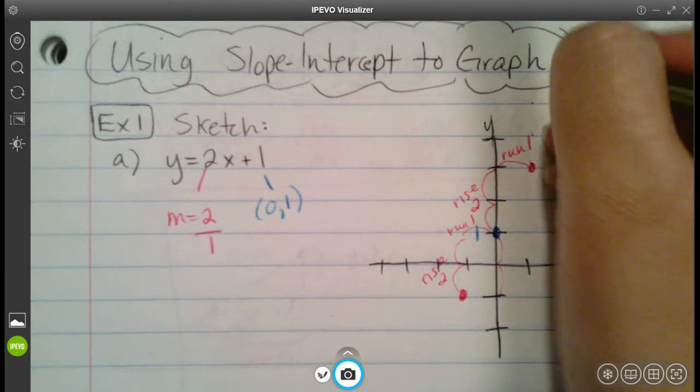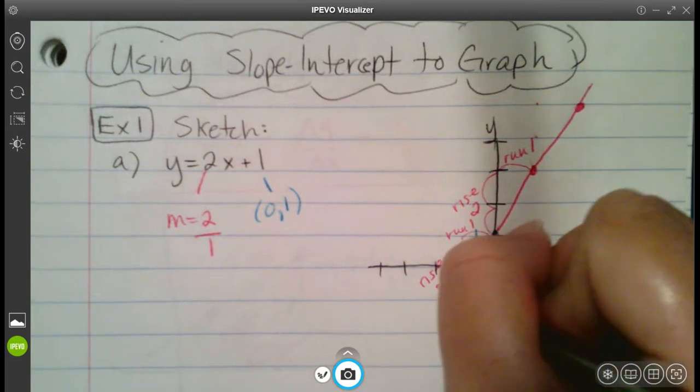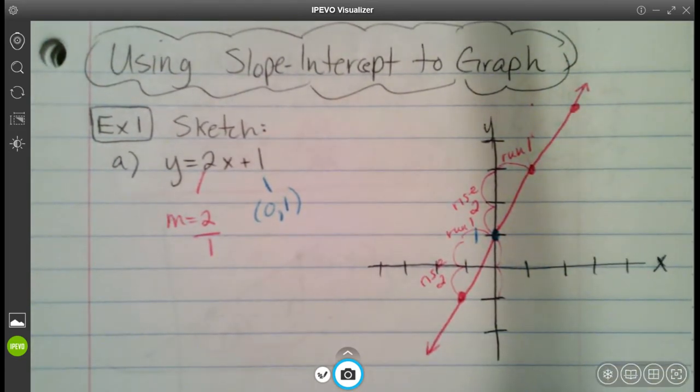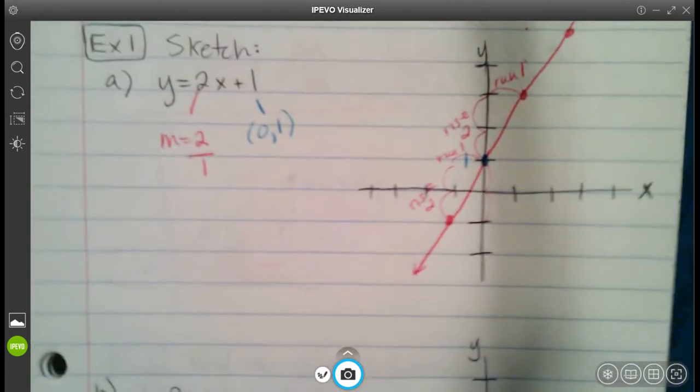rise 2 and then run 1. Okay, so something like that. And this would be a pretty decent sketch. Hopefully, like I said, your lines are straighter than mine. My lines are never straight. And there we go. Okay, so there's a sketch of our graph. Moving on to the second example.